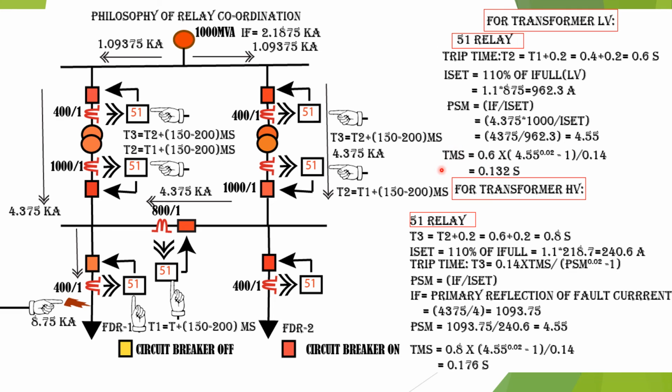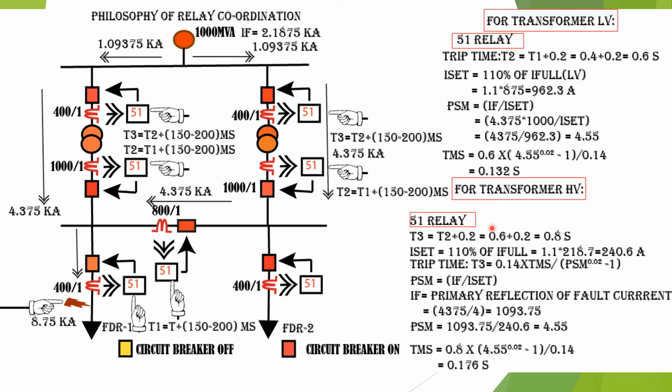So we can calculate the value of the TMS, which is given by 0.6, that is the trip time for the LV side of the transformer, into PSM to the power 0.02, that is 4.55 to the power 0.02, minus 1, divided by 0.14, which comes as 0.132 second. So the value of the TMS for the overcurrent relay, considering that the fault must be cleared within 600 millisecond, comes as 0.132 second or 132 millisecond.